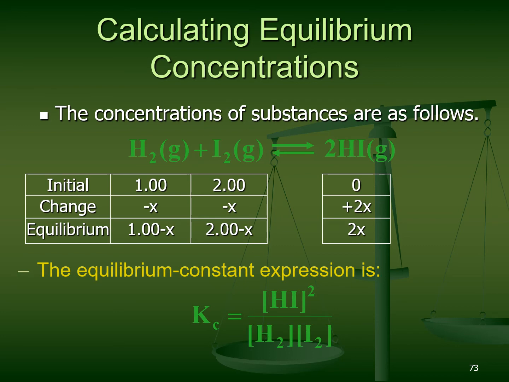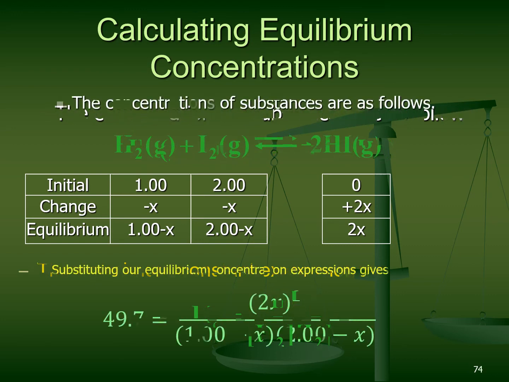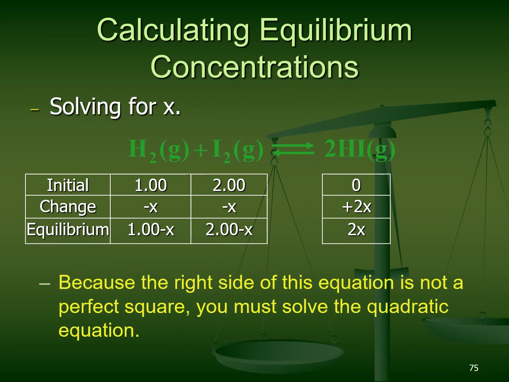So now if we plug it into our equation, don't forget the HI is squared, so we plug that in, we get 2x quantity squared. One of the biggest mistakes is people forget to square that 2. So 2x quantity squared is 4x squared. Don't forget that. And then we have in the denominator 1 minus x times the quantity 2 minus x. So what we have to do is rearrange this to solve for x, and it's a quadratic, so it's going to take a little bit of work. Because the right side of the equation is not a perfect square, we have to solve the quadratic equation.